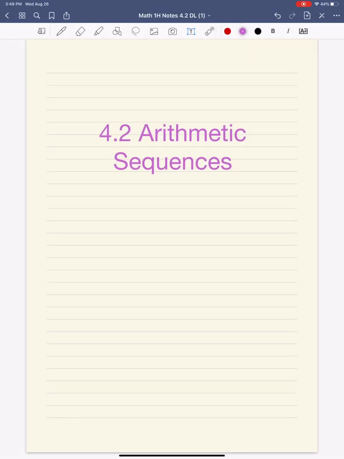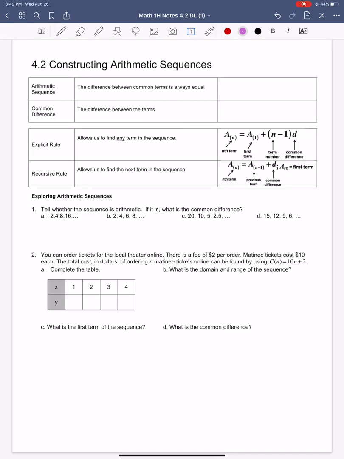Okay, we're going to jump into lesson 4.2 here, which is on arithmetic sequences. I know it looks like arithmetic, right? But in this case, we pronounce it as arithmetic. And let's start with some vocab words.